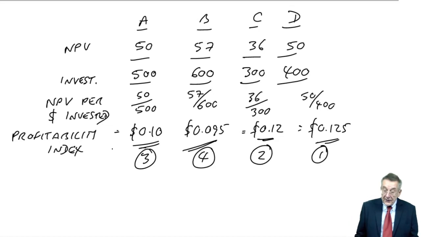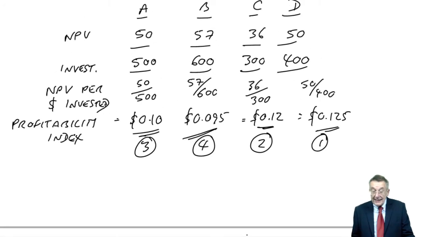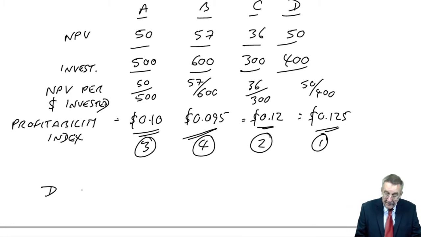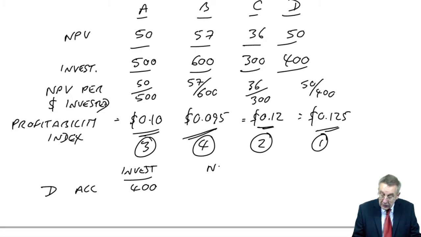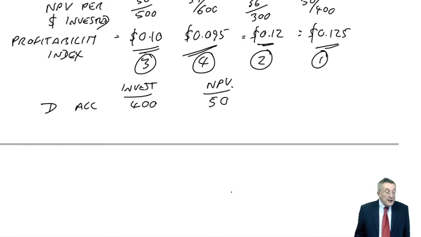Well, now we can decide how to invest our money. Remember, how much do we have? 1,600 available. D is the best, and so we'll invest as much as we can in D. But remember, we can't do more than 100%. So the maximum we can invest in D, we'll invest in all of it. The maximum we can invest, therefore, is 400. And the NPV we'll generate is 50. Well, we had 1,600 available, so we've still 1,200 left.